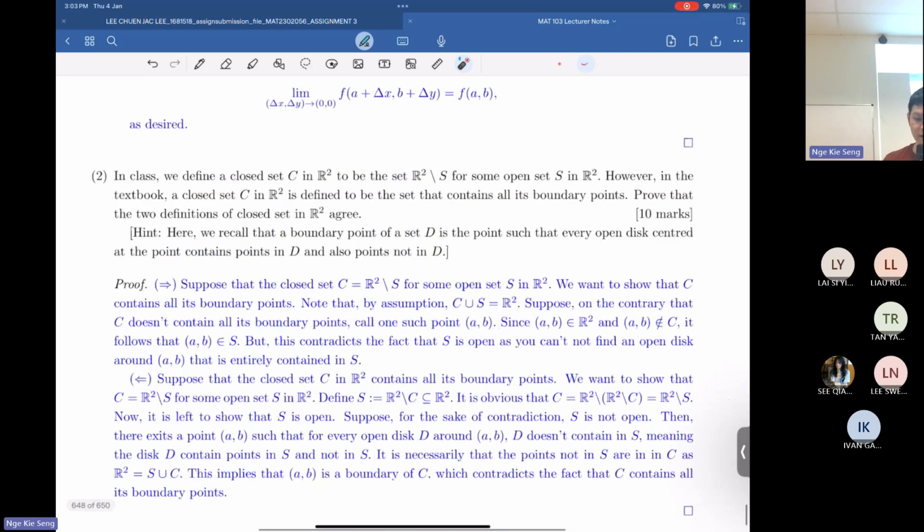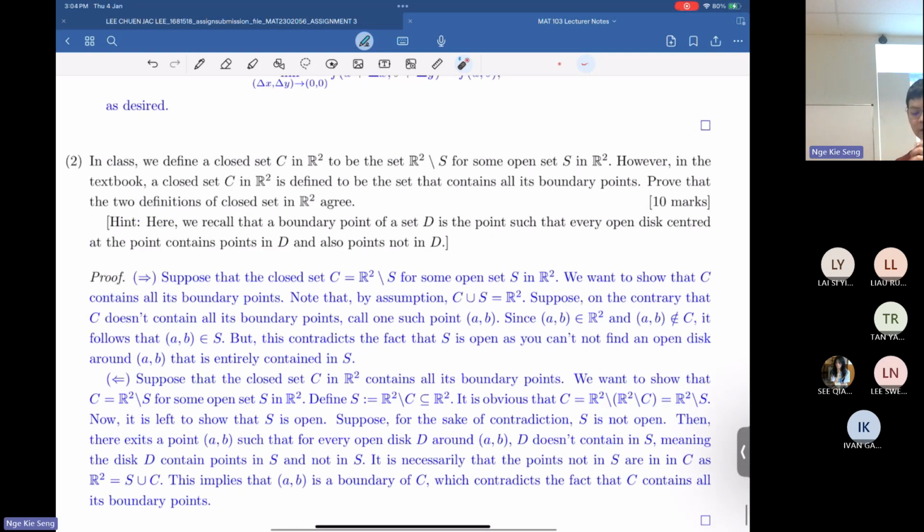Okay. So second, I think this is the hardest question of this assignment. I want you to discuss two equivalent definitions of closed set. Meaning what? You want to show that the first statement is true if and only if the second statement is true. So there are two directions you want to show. Let's pick one direction.